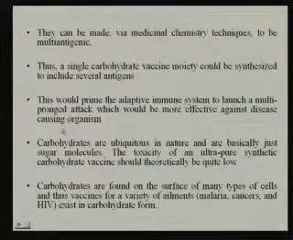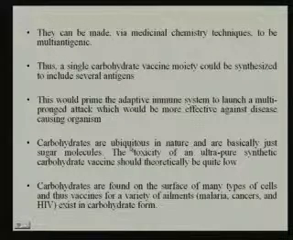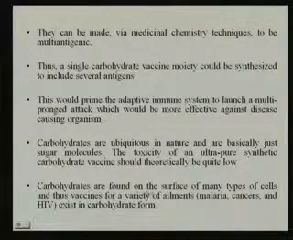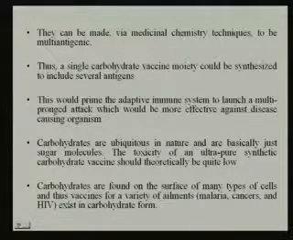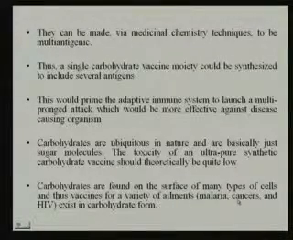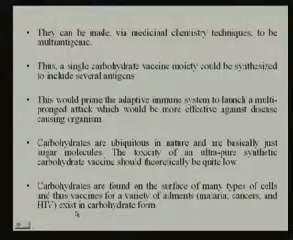Carbohydrates are ubiquitous in nature and are basically just sugar moieties. The toxicity of an ultra pure synthetic carbohydrate vaccine would theoretically be quite low. Carbohydrates are found on the surface of many types of cells, and thus vaccines for a variety of ailments, that is malaria, cancer and HIV, exist in carbohydrate form.